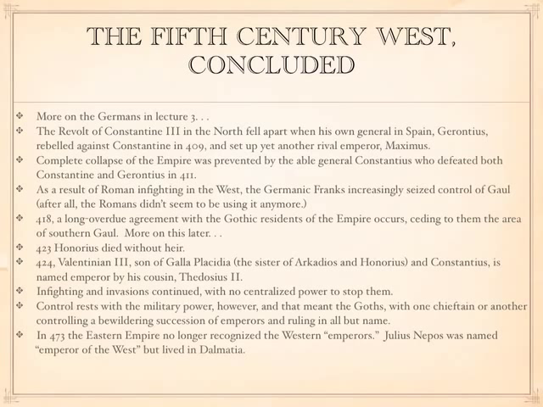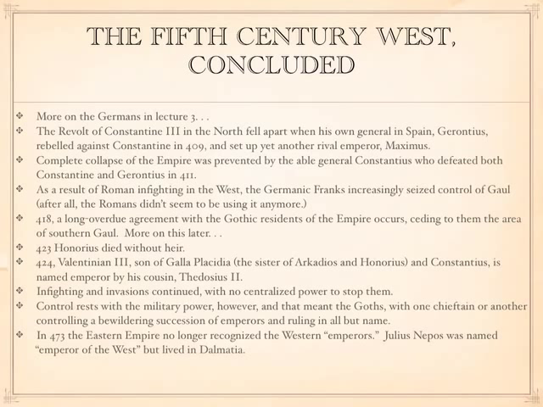In 473, the Eastern Empire got sick of the strange succession of puppet emperors set up by Gothic chieftains, and they simply no longer recognized any Western emperors. This really started in 472, but it was official in 473. The final one that they put forward, they're not interested in anyone forwarded by some barbarian in the West.